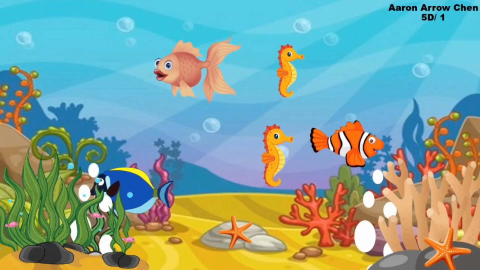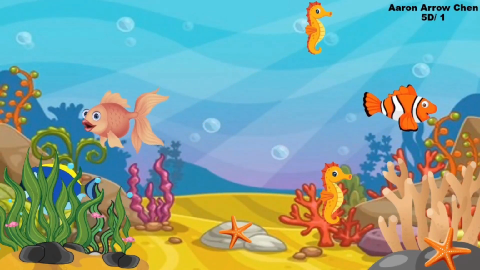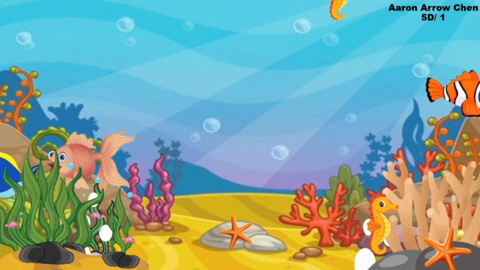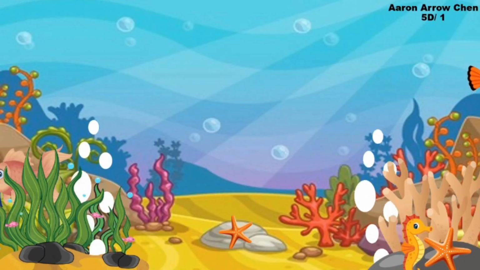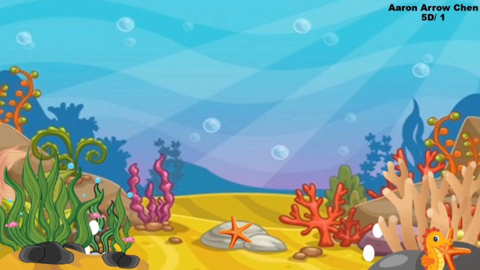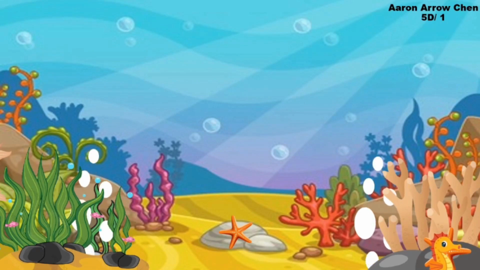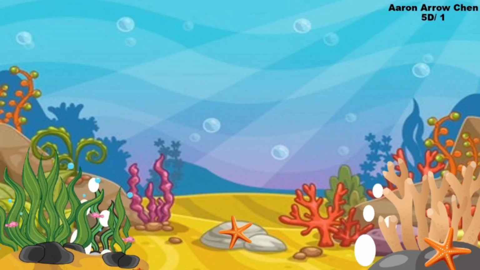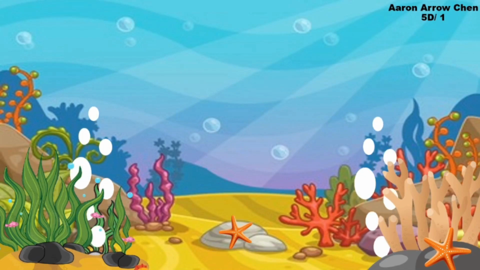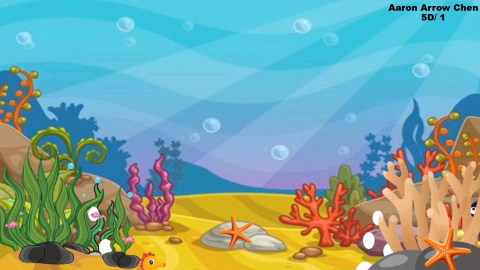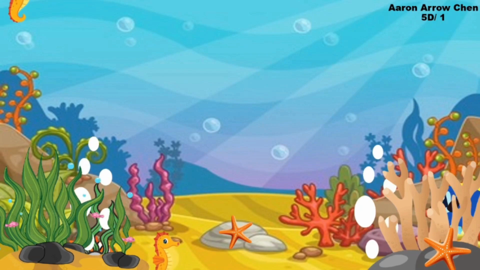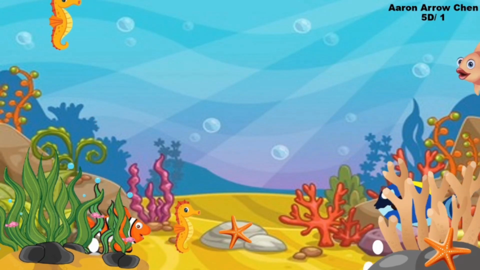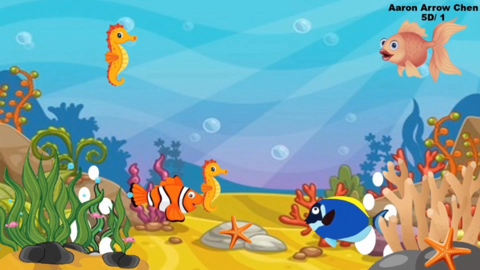In this aquarium, there are several elements that include biotic and abiotic elements. Fish, starfish, seahorses, and seaweed are included in biotic elements, and sand, water, and stones are included in abiotic elements.